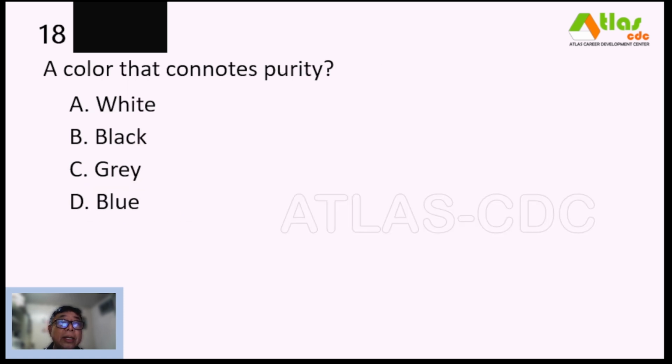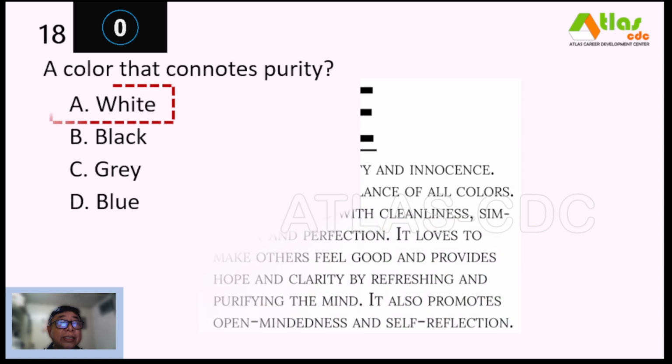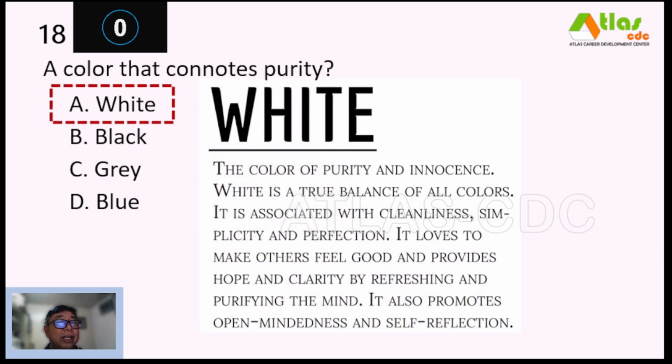Number 18, a color that connotes purity: A, white; B, black; C, gray; and D, blue. And our correct answer, of course, is white. White is the color of purity and innocence. White is a true balance of all colors. It is associated with cleanliness, simplicity, and perfection. It loves to make others feel good and provides hope and clarity by refreshing and purifying the mind. It also promotes open-mindedness and self-reflection.